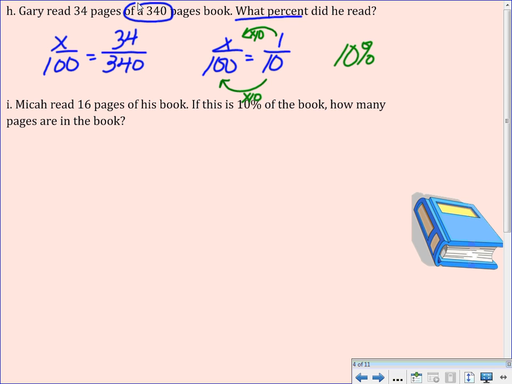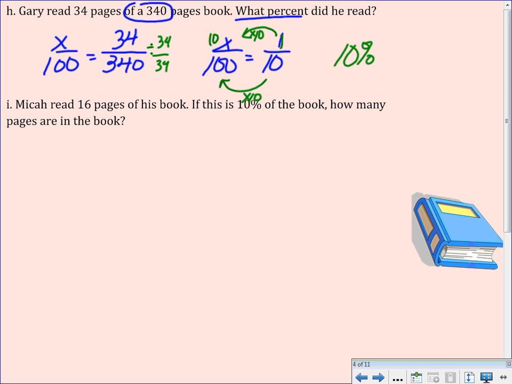He read 10% of his book. Yes. How would you get 34 and 340? Divide by 34. So 34 divided by 34 was 1, and 340 divided by 34 was 10. Okay? How do you know that, like, first?